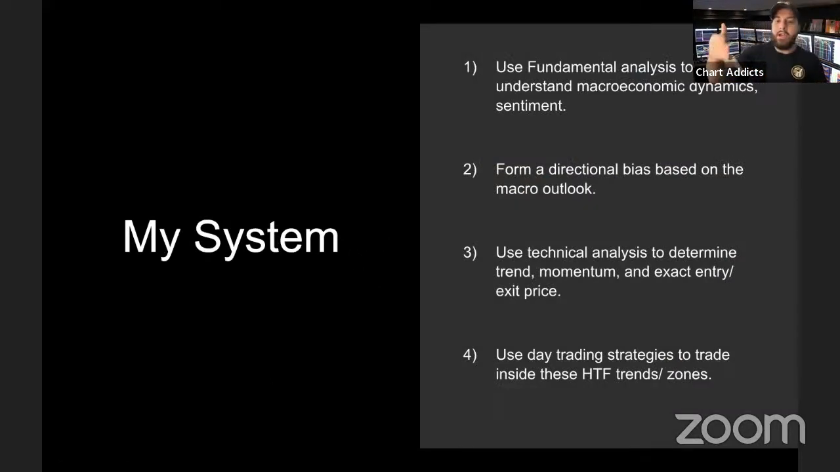I go through my exact system, using fundamental analysis to understand the sentiment, looking at the directional bias, using technical analysis to find the trend and the exact entries, and then using my day trading strategy, the model, to be able to trade inside of these higher time frame zones.